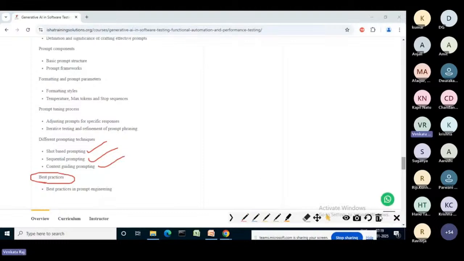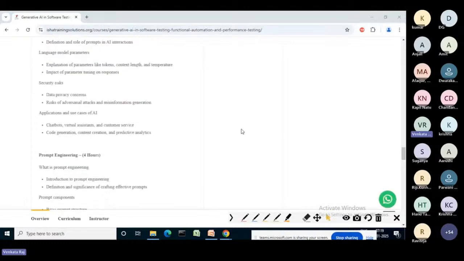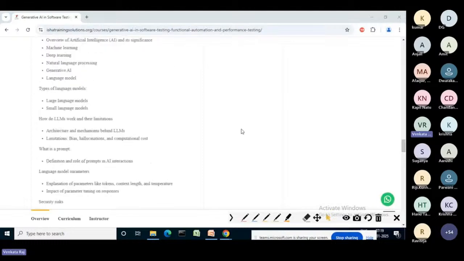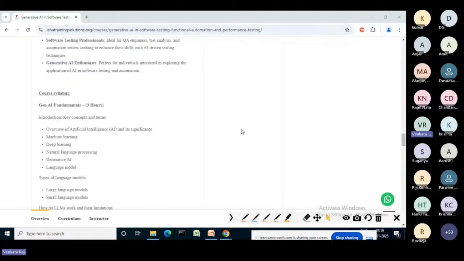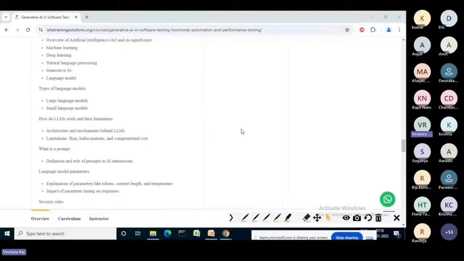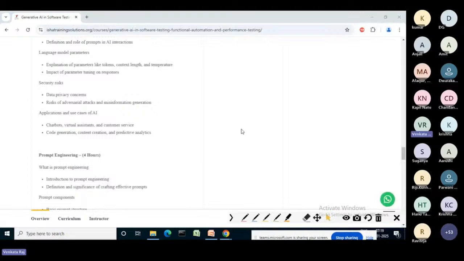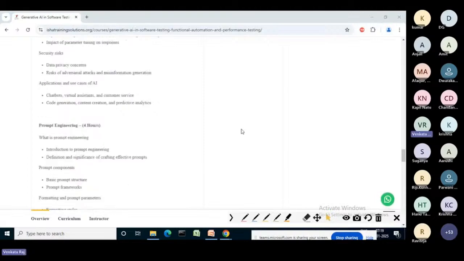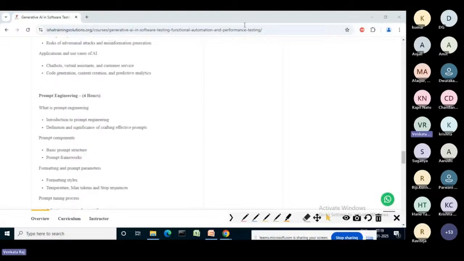Any queries, anyone, till now? Just to summarize, guys, I have gone through the fundamentals of generative AI which we are going to learn, and then the prompt engineering part. Any queries, anyone? You can raise your hands and I'll ask you in sequence.